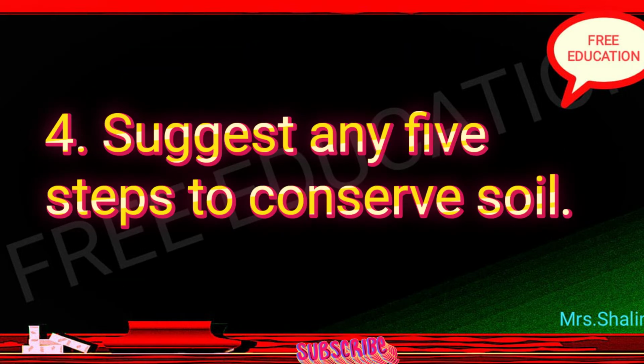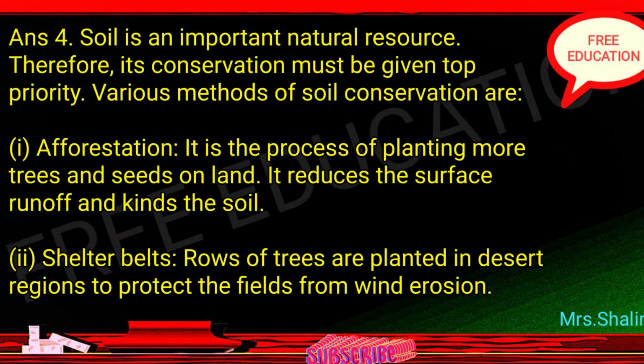Question 4. Suggest any 5 steps to conserve soil. Answer 4. Soil is an important natural resource. Therefore, its conservation must be given top priority. Various methods of soil conservation are 1. Afforestation. It is the process of planting more trees and seeds on land. It reduces the surface runoff and binds the soil.